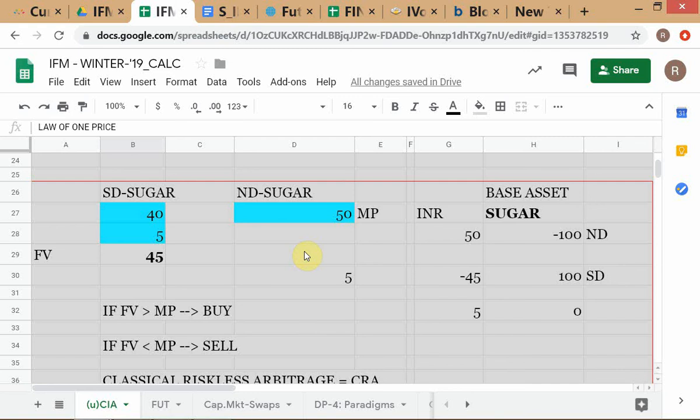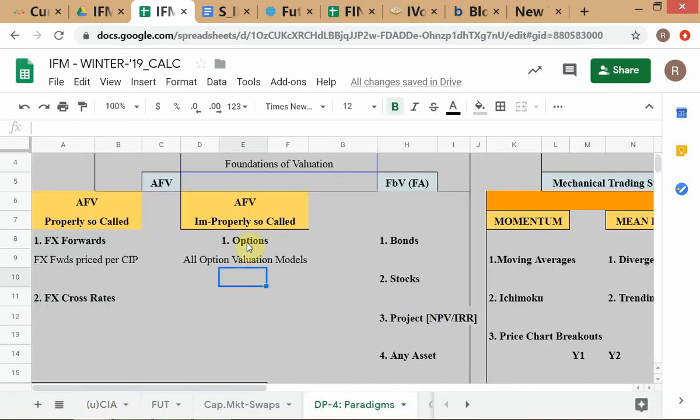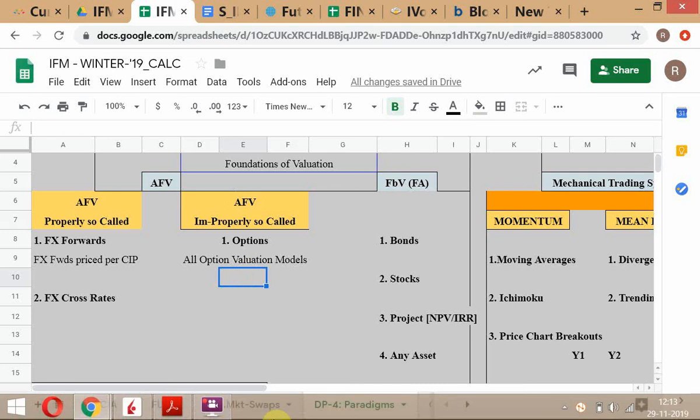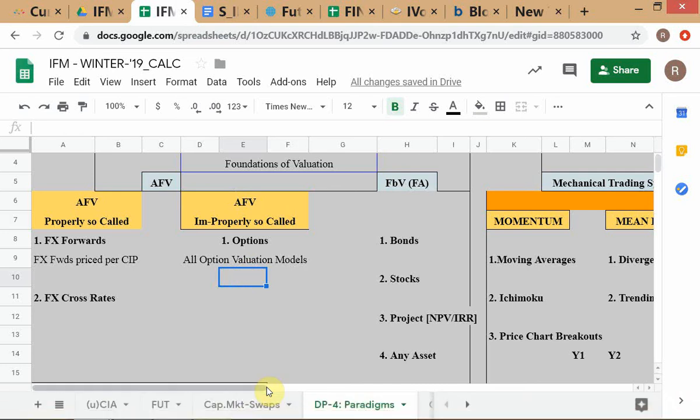Yes? Okay. The other important point I have to explain is, why have I put this here? Now you understand why these are different approaches. But one more thing I have to explain is, why have I said that all option valuation models are under AFV, but they are improperly so called? It's a very fancy English expression taken from John Austin, but basically this is not proper AFV, and this is true AFV, what you just saw in the case of the sugar arbitrage trade.